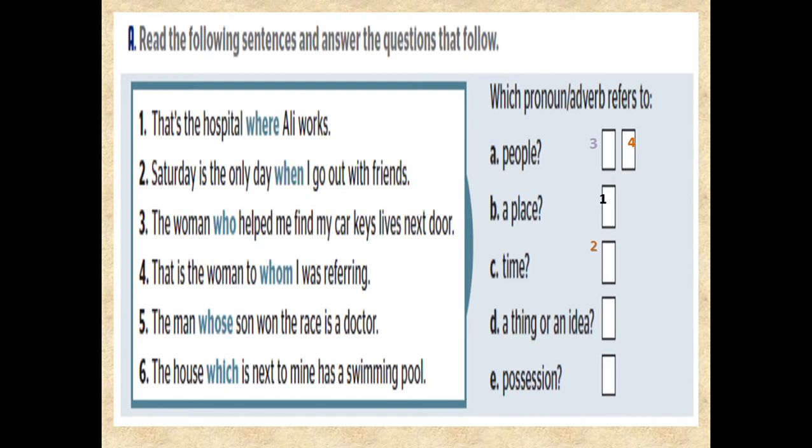Which pronoun refers to a thing or an idea? Exactly, in number 6. The house which is next to mine has a swimming pool. So which refers to a thing or an idea. And finally, which pronoun refers to possession? Number 5. The man whose son won the race is a doctor. Whose here refers to possession. Great.